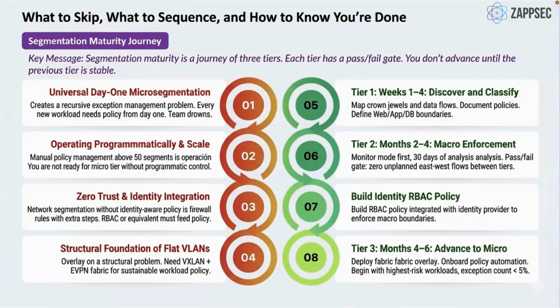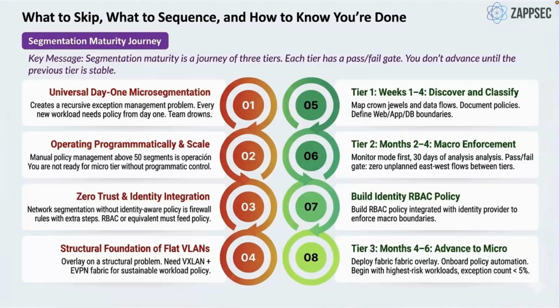And then when you go to the next phase, you build RBAC policy integrated with your identity provider. This is the step that converts network segmentation into zero trust enforcement. Without it, you have segmentation, but no zero trust.